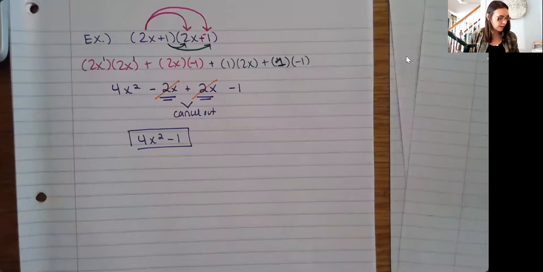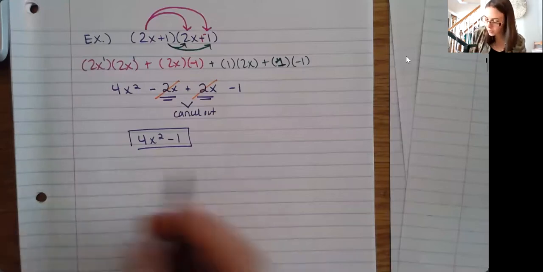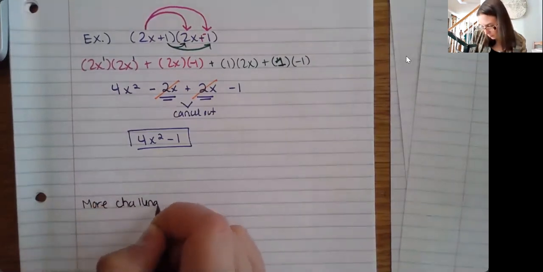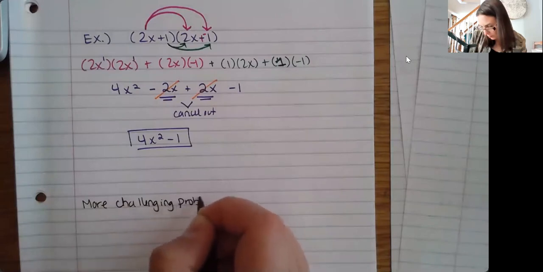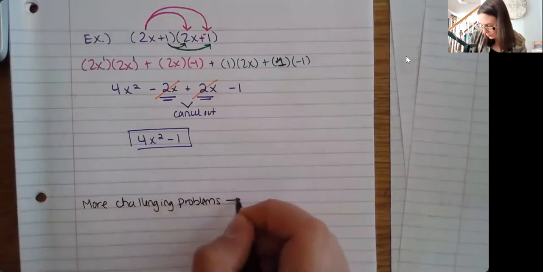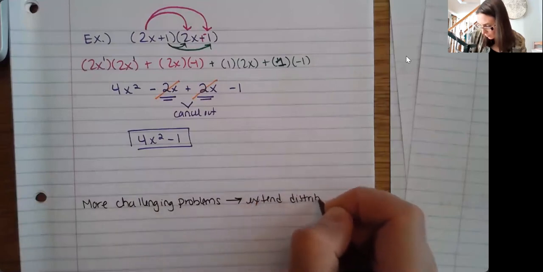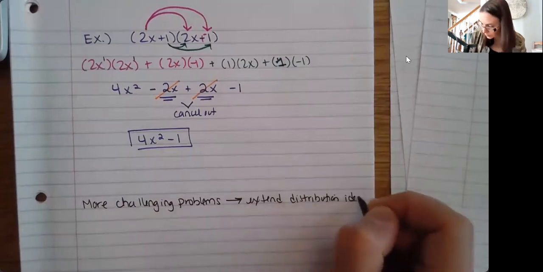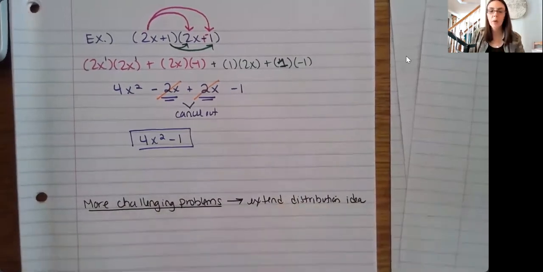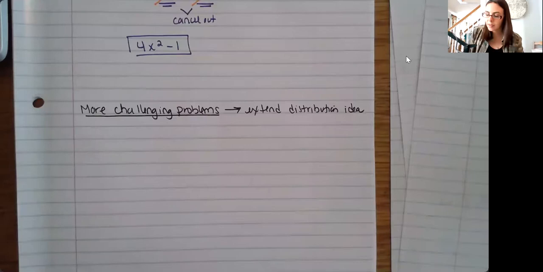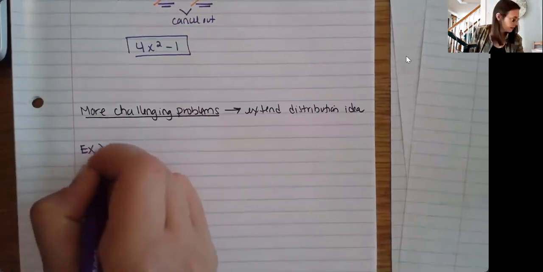Now, the last thing I want to look at here is just some harder examples. We actually can take this up another level and look at a more challenging problem. When you have more challenging problems, you're just going to extend the distribution idea that we already have and distribute through the parentheses. So let's look at an example or two here.